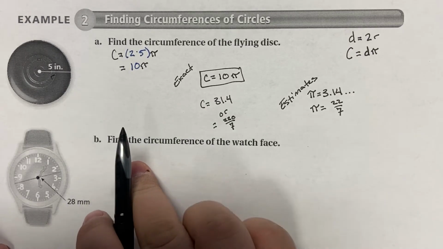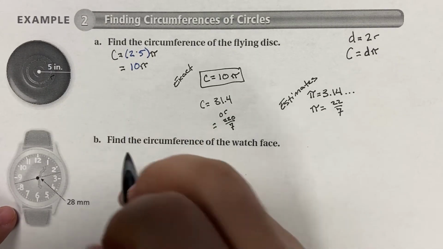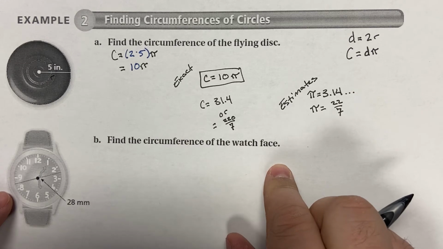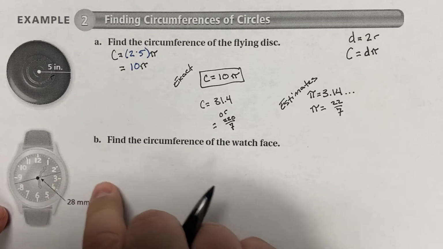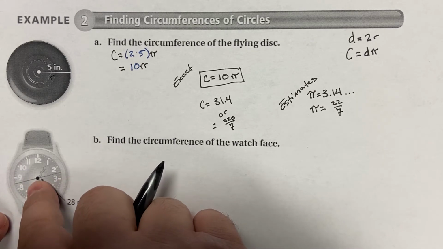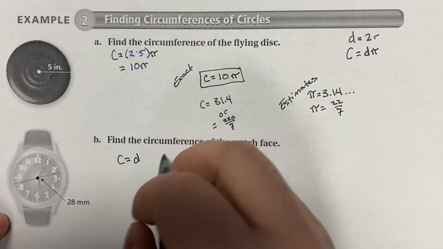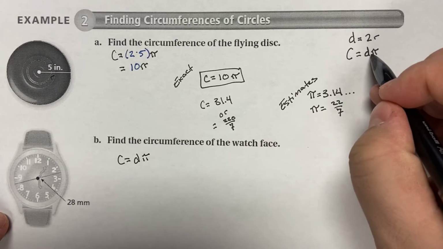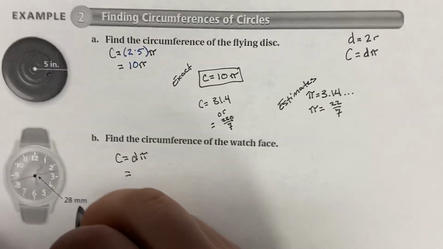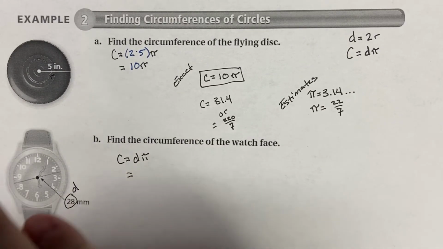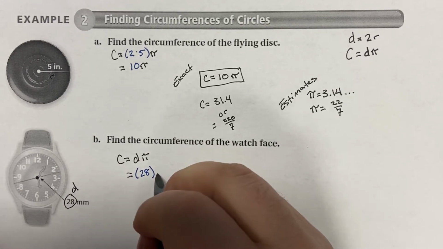Now, here on the example for B, instead of a radius like we had for A, we've got a diameter. So we're finding the circumference of the watch face. So they measured, or they could have just used the minute hand to go from one side of the circle to the other, because it's tied in the center. And so the circumference is equal to our diameter times pi. Again, we're using this formula here. Well, in this case, that means our diameter is 28. So I can substitute 28 in for my answer here.